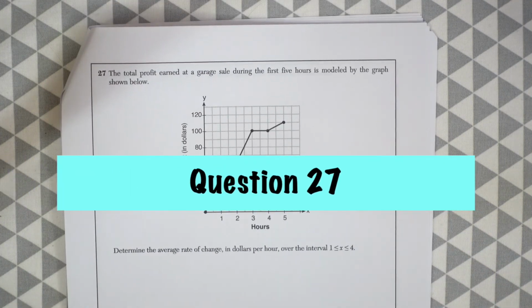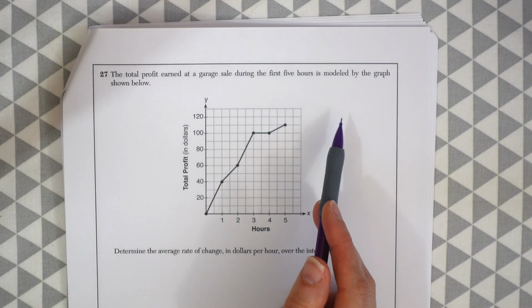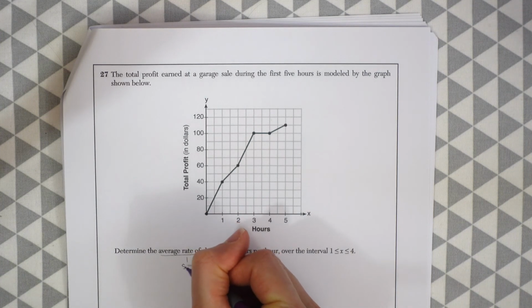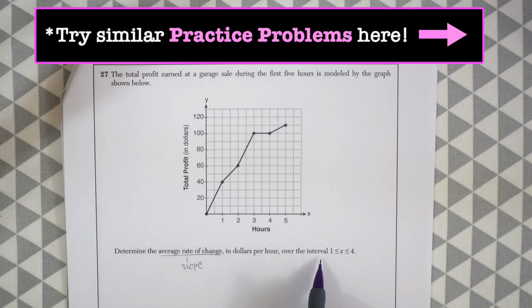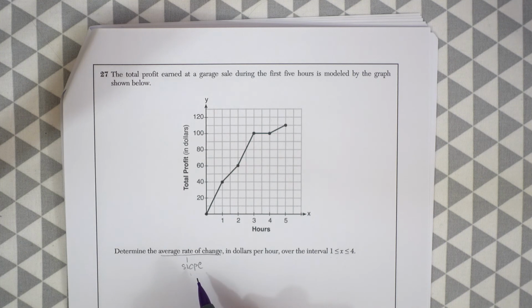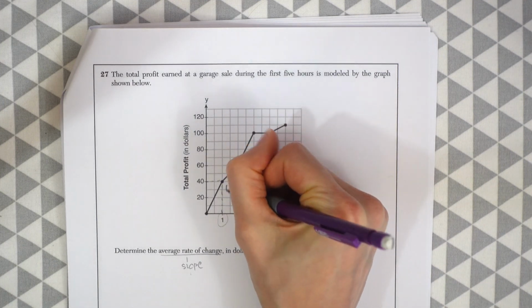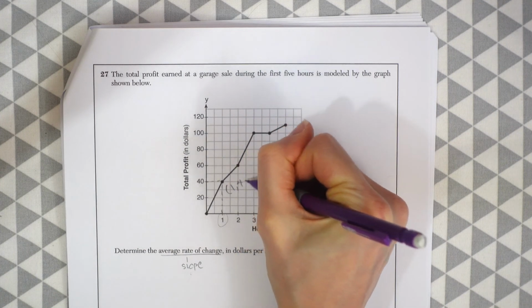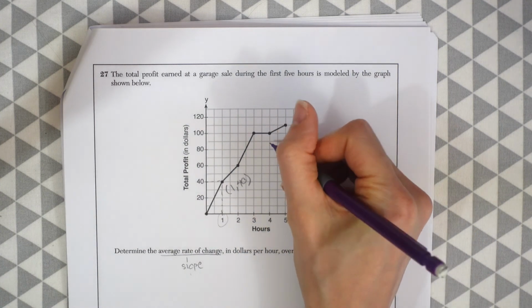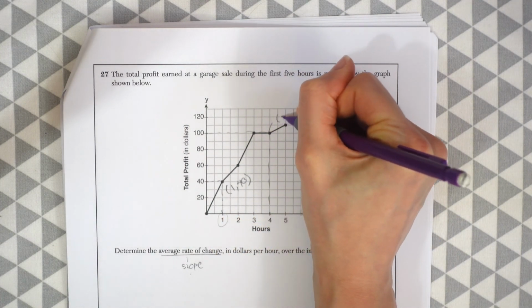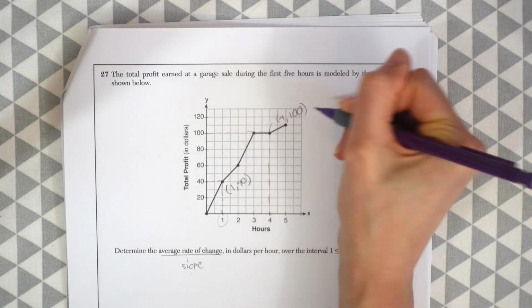Question 27. The total profit earned at a garage sale during the first 5 hours is modeled by the graph shown below. Determine the average rate of change, otherwise known as the slope, in dollars per hour over the interval 1 to 4. So when x is between 1 to 4, we want to find the slope. So let's look at the x-axis from 1 to 4. We have 1, you could see it goes with this point 140, and then to 4, this corresponds to the point 4, comma 100.